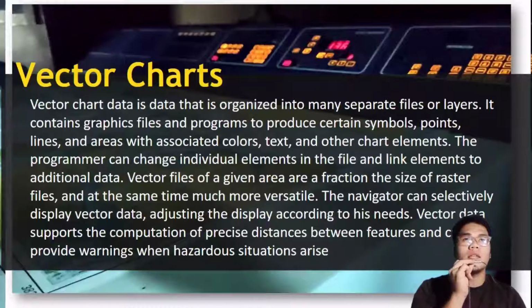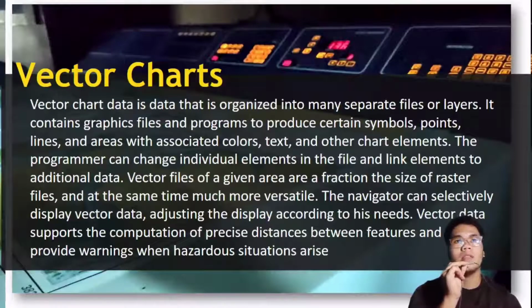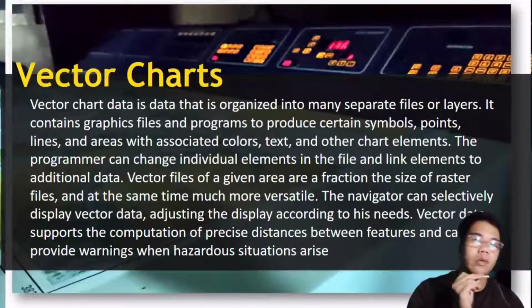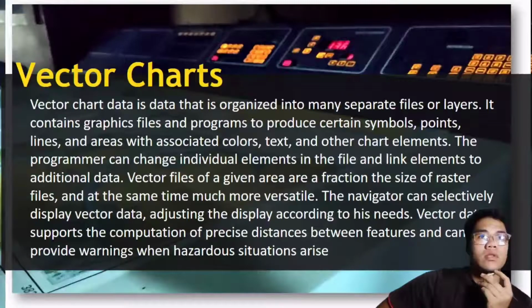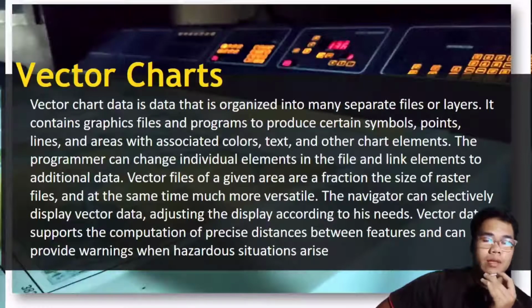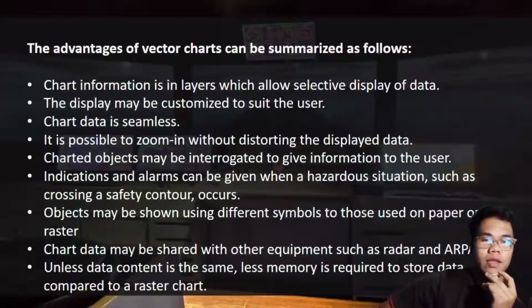The navigator can selectively display vector data, adjusting the display according to his needs. So we can adjust the display, while with raster charts, we cannot do that. Vector data supports the computation of precise distances between features and can provide warnings when hazardous situations arise. So from this explanation, we can say that it is the exact opposite of what a raster chart is.